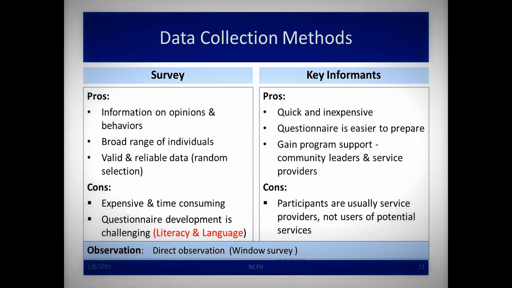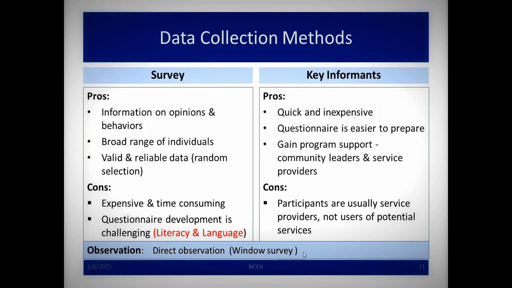One advantage of key informants is that by interviewing community leaders or service providers, you usually gain support for your cause, whether it's because you want to establish a new health center or you want to think about how to utilize these results to market your services more. So that is a good thing for the key informants. Now, the disadvantage is that those participants are usually service providers, not usual users or potential users of your services.